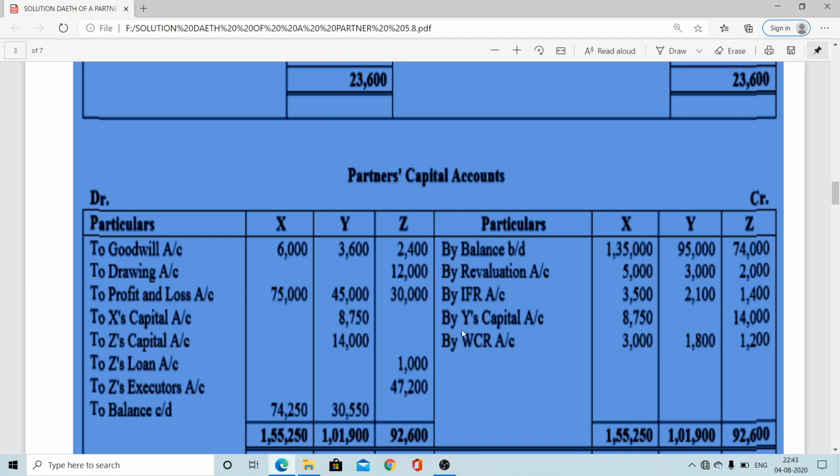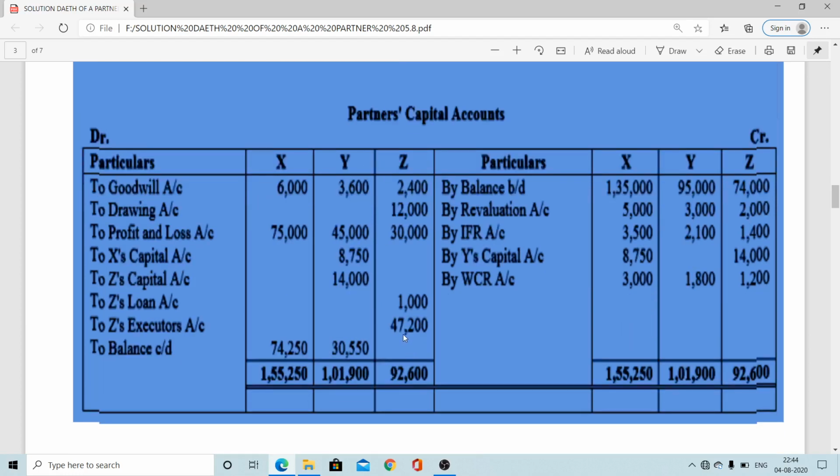So here, the reverse entry you will have to pass by Y's capital, and both these figures for the sacrificing partner, X column 8750, this amount 8750 as well as 14,000 also here. So this is related to the treatment of goodwill, as one remaining partner is sacrificing, that is X. Therefore this entry you have to pass here. The ultimate entry is that the gaining partner pays the sacrificing partners. Here only Y has gained, so he has to give the benefit to both the partners. Therefore his capital decreases by these two amounts.